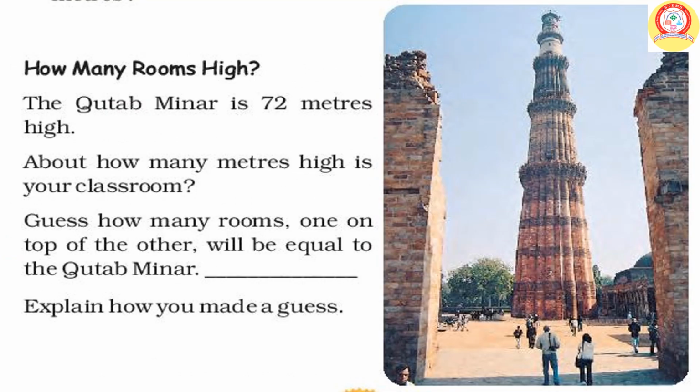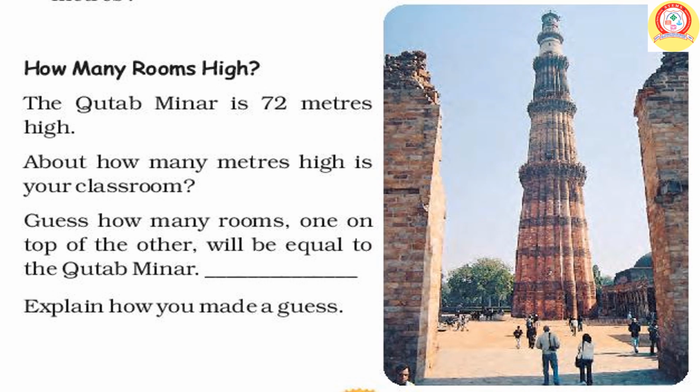Page number 19, second activity. How many rooms high? The Qutub Minar is 72 meters high. About how many meters high is your classroom? Guess how many rooms one on top of the other will be equal to the Qutub Minar. Explain how you made a guess. So children, how many rooms high? The Qutub Minar is 72 meter high. So the classroom is about 3 meters high.